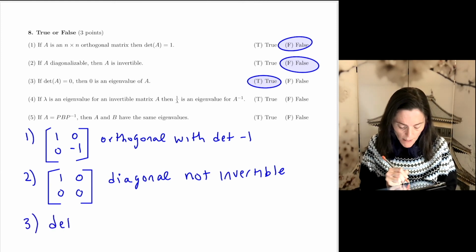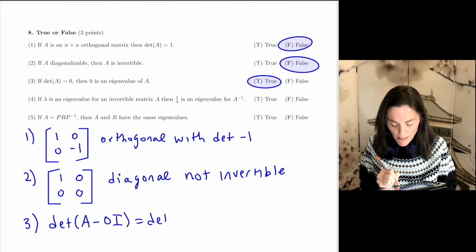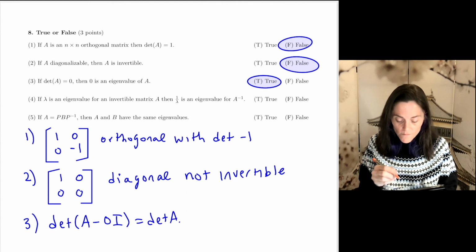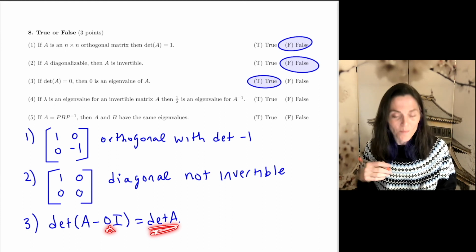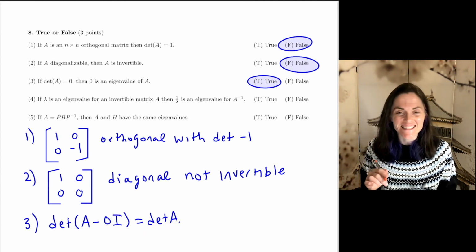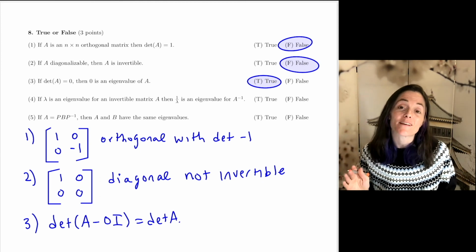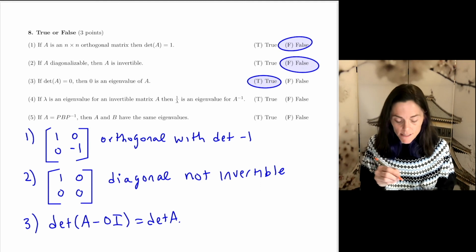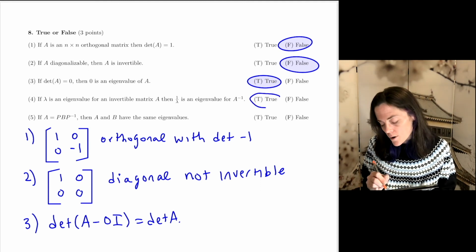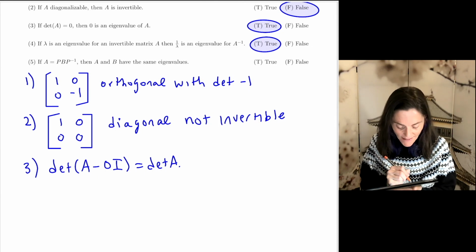I'm not sure how much there is to write, but maybe I can write something. We know the determinant of, say, A minus 0I. Well, this is the determinant of A. And so if this determinant is 0, it precisely says that 0 will be an eigenvalue of the matrix. Very nice. Next one, if lambda is an eigenvalue for an invertible matrix A, then 1 over lambda is an eigenvalue for A inverse. This is true, and this is in the homework. But let's go over this calculation.